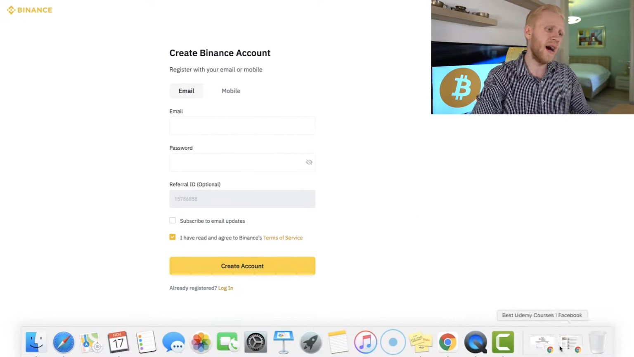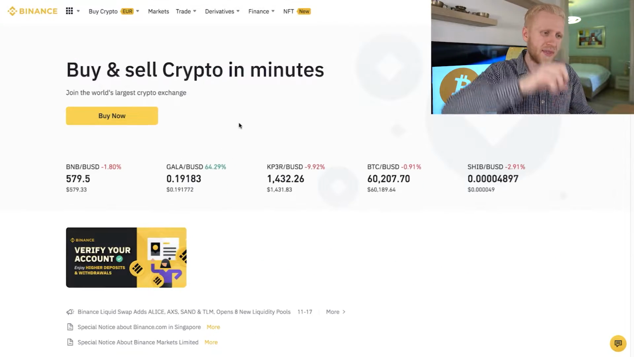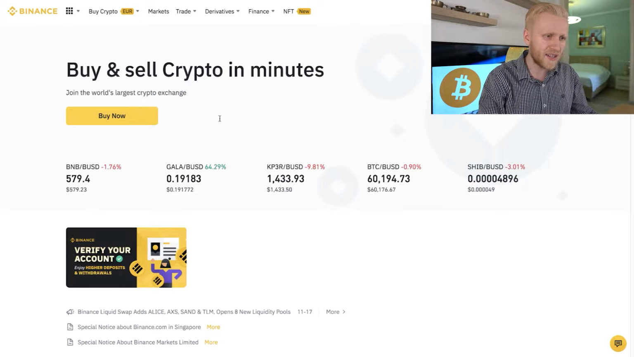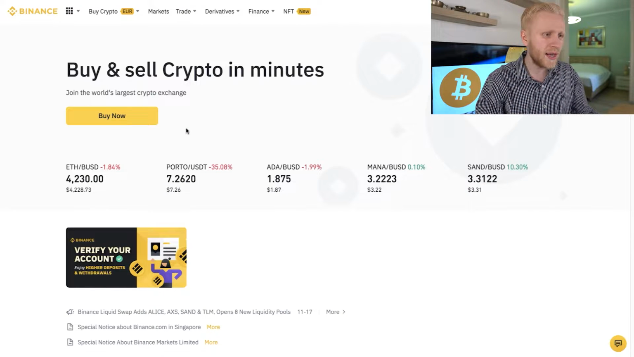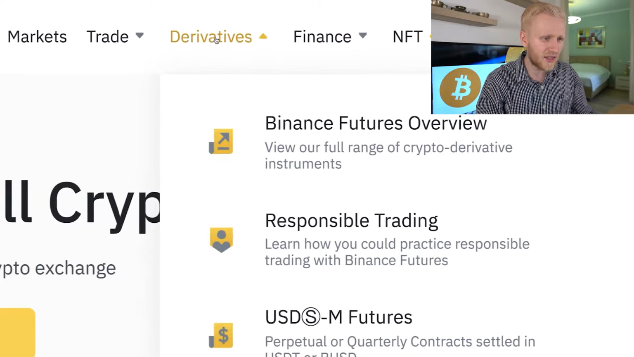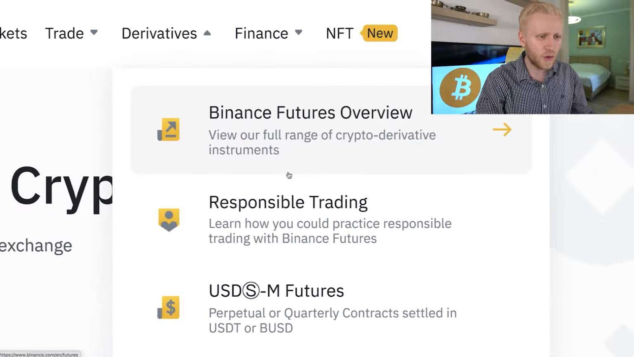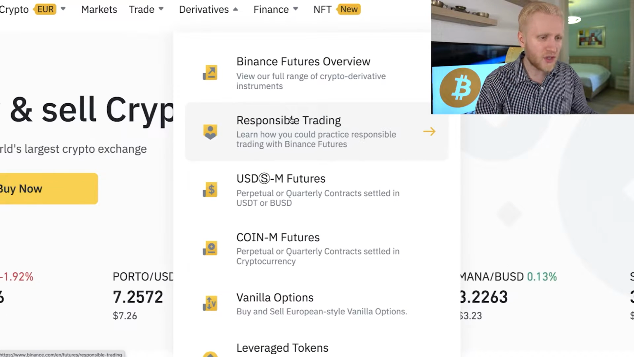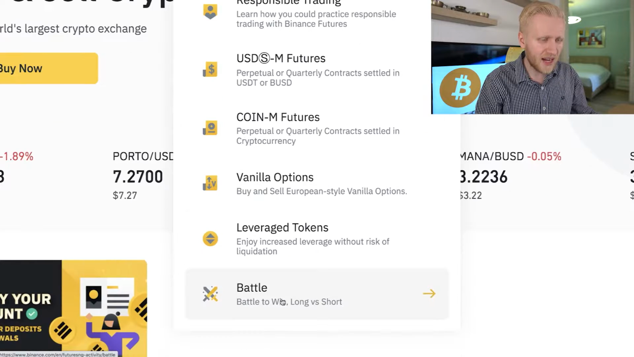Once you have created the account, once you have received the bonuses, then you will land here. This is the Binance homepage. And how to start futures trading, you will come here to derivatives section. Let me zoom in. You can see Binance futures overview. They have also information about responsible trading and much more.